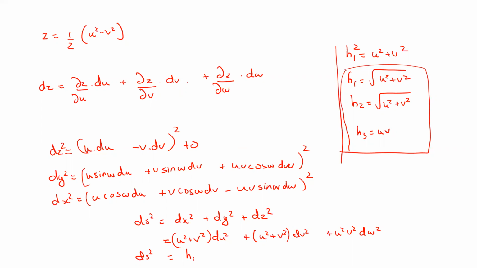So this is the new line element in the new coordinate system u, v, and w. We just compared these equations and we got our results. So I'll write it out here. So that's the problem.